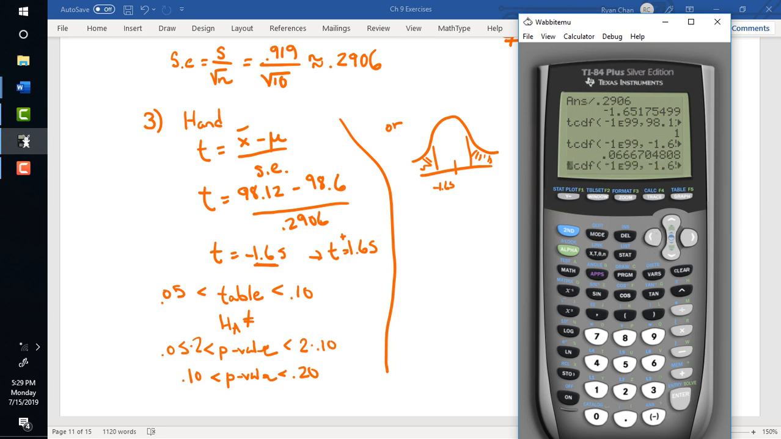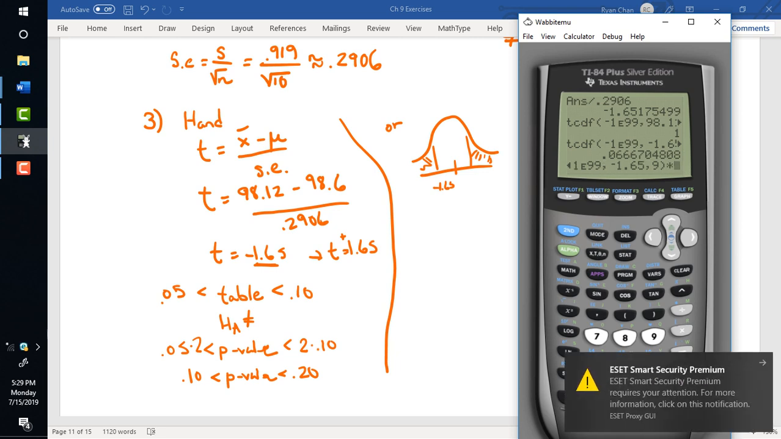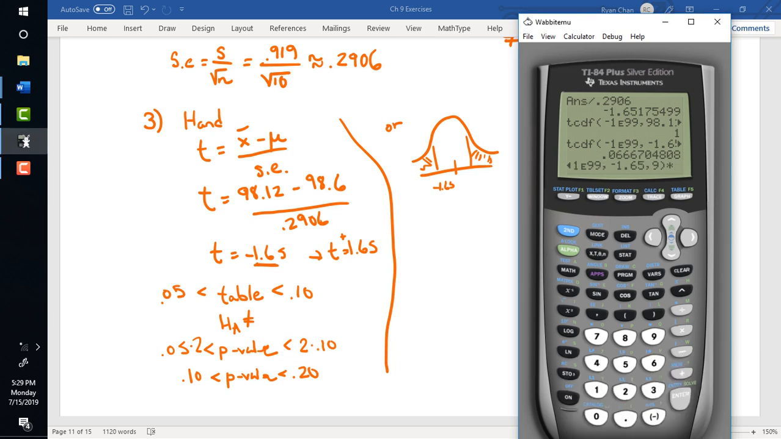And then because it's not equal to, I'm going to multiply it by 2 because I want to calculate both sides of the curve. Sorry, both shaded sides. And I get the following here. Okay, so let me write this down. So this is what you'll write in your calculator.